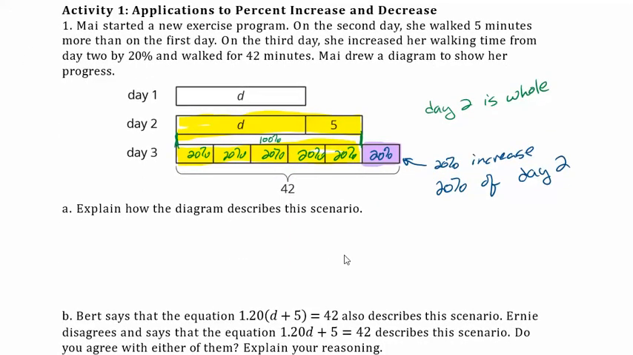Now, next thing we want to do is write an equation to model this situation. Bert says the equation 1.20 times the quantity d plus 5 equals 42 also describes the scenario. Ernie disagrees, and he says the equation 1.2d plus 5 equals 42 describes this scenario. Do you agree with either of them? Explain your reasoning. So why don't you pause the video and think about that, see if you agree with Bert or Ernie or neither, and give your explanation why.